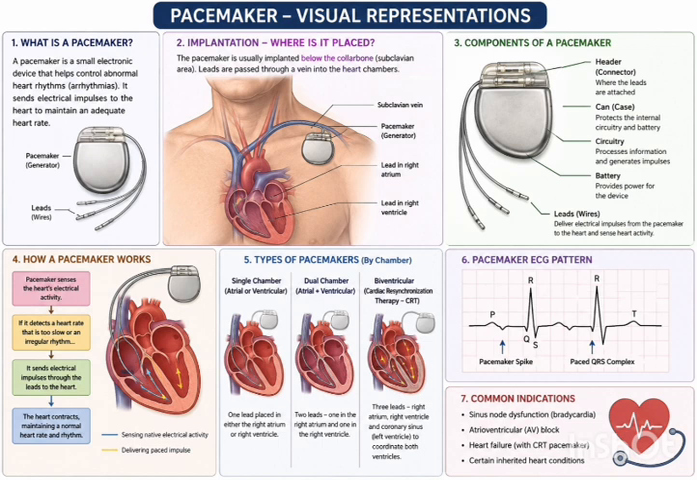The fourth one is the dual chamber pacemaker. It provides two leads, one in the right atrium and one in the right ventricle, and maintains coordination between the atrium and ventricle. The fifth one is the biventricular pacemaker, that is CRT. It provides three leads, is used in heart failure patients, and improves pumping efficiency.